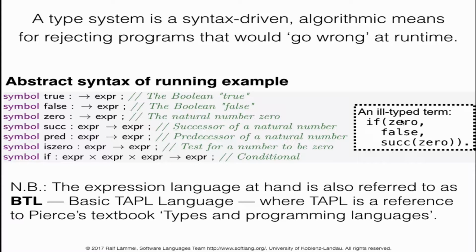So here's also an example of an ill-typed term. Something that would go wrong at runtime, because in the condition position we use a zero, whereas we should use something that evaluates to a Boolean value here. So with a type system, we want to be able to reject this kind of term, which is admitted by the syntax, but which doesn't make much sense at runtime.